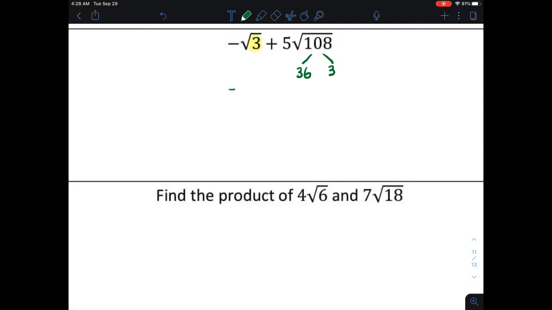So we're going to simplify that square root of 108. What we're going to have is that square root of 108, same thing as the square root of 36 times the square root of 3. Well, the square root of 36 is 6. So I have plus 5 times 6 times the square root of 3. 5 times 6 is 30.